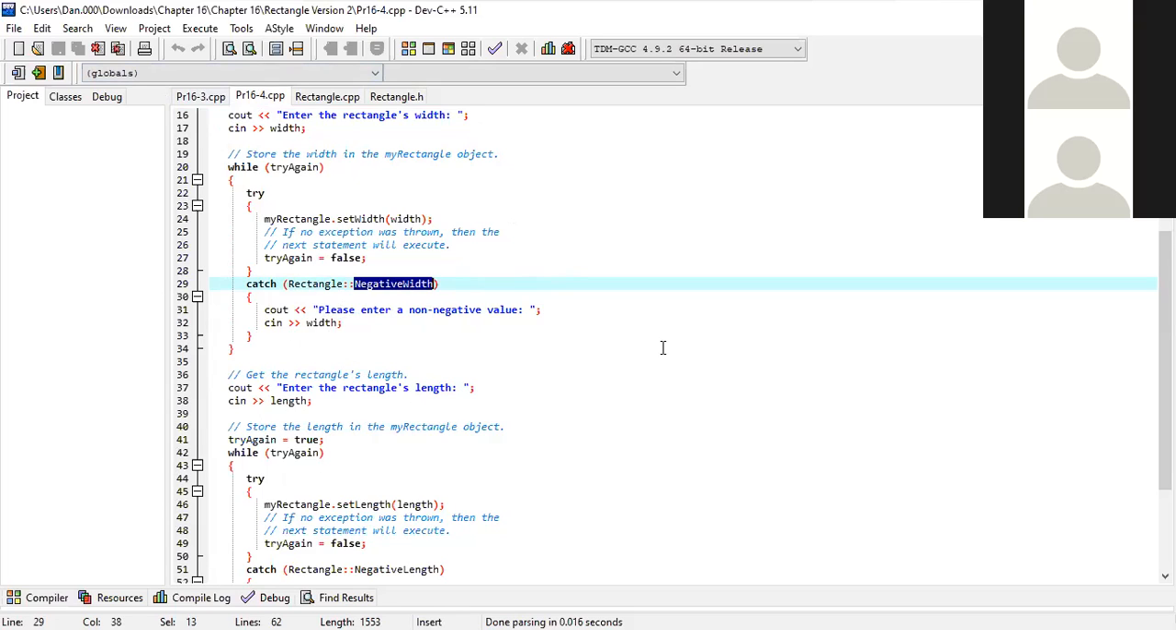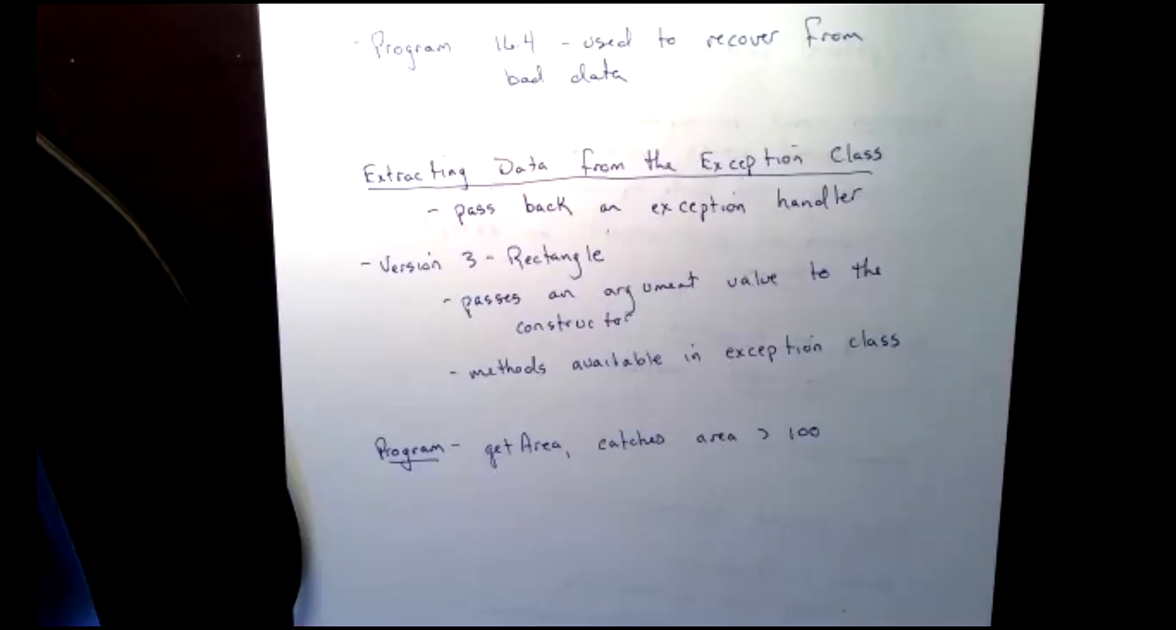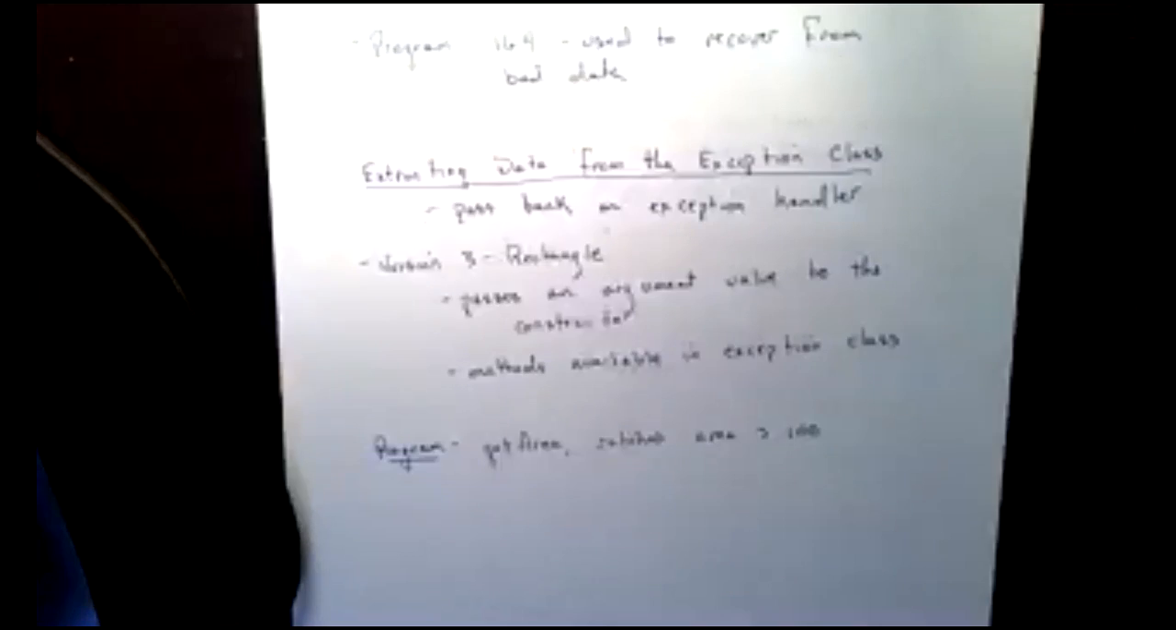Questions on 16.3 or 16.4? So 16.4 is just letting me recover from bad data. Okay, so now next one we're going to take a look at is actually when I instantiate the object of that class, something good's going to happen. So go ahead and load up version, where are we, version 3? Make sure it works.